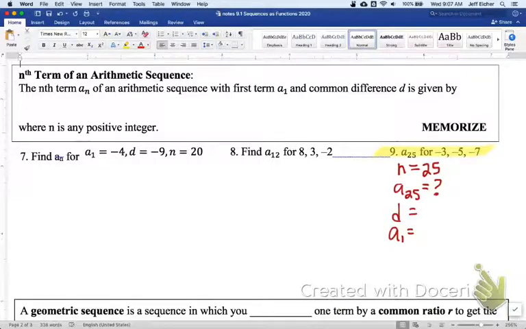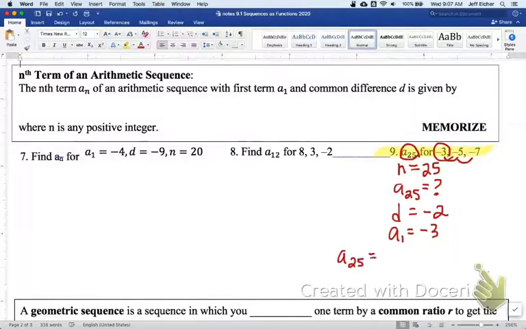So number 9, we're looking for a sub 25. That also tells us n is 25. The common difference, it looks like we're subtracting 2 each time. And then a sub 1 is the first term, negative 3. So plugging these in, we'd have a sub 25.